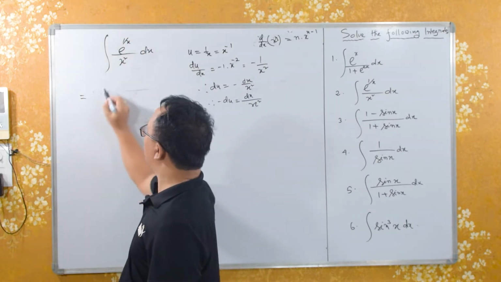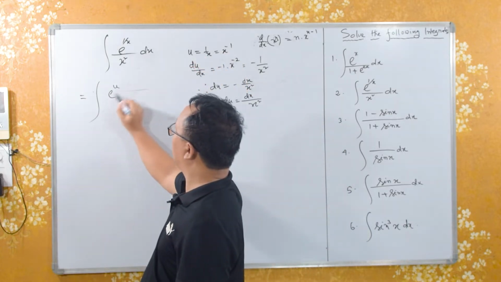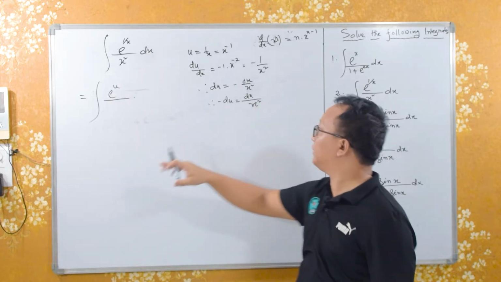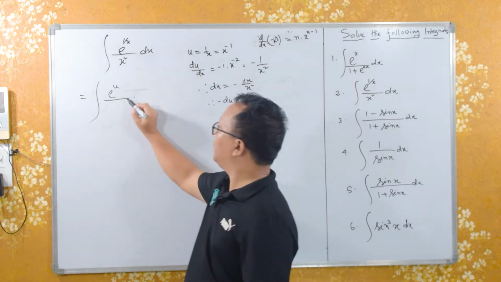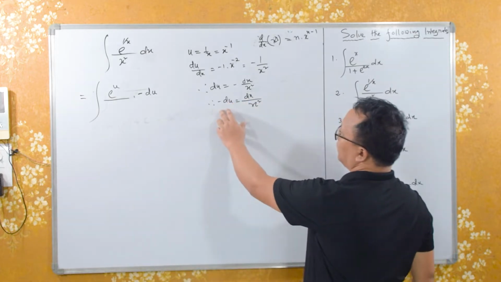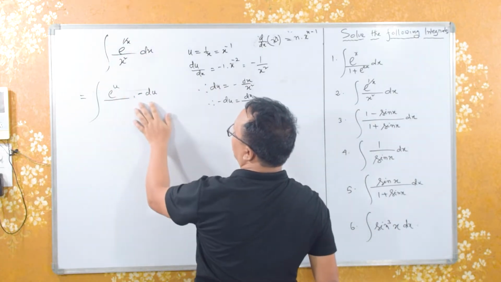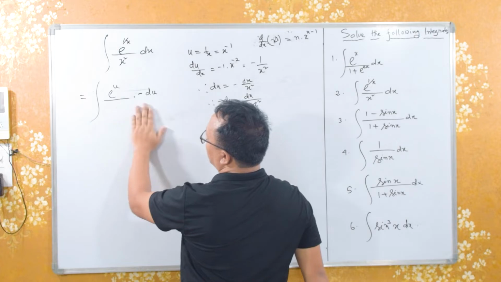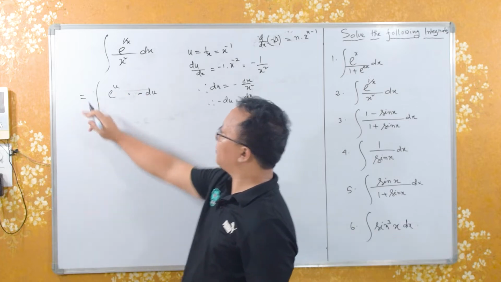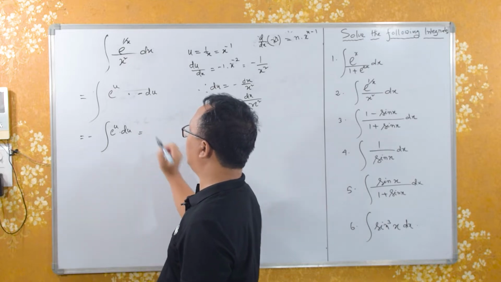This is the same as the integral of e raised to 1 by x, which is u, into dx upon x square. What do we have for dx upon x square? Minus du. So there is nothing else we have to write here. Minus du equals dx upon x square, and the whole of dx upon x square becomes minus du. So I can take this minus outside: minus the integral of e raised to u du.